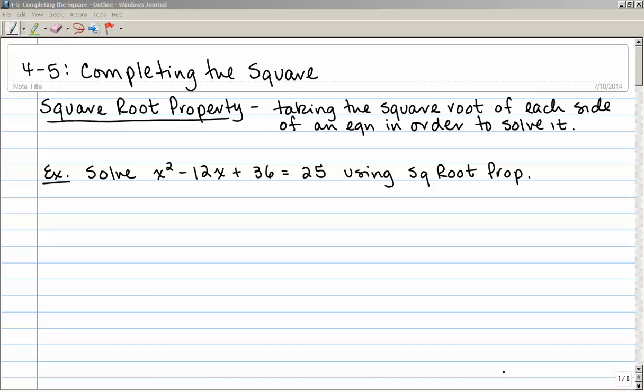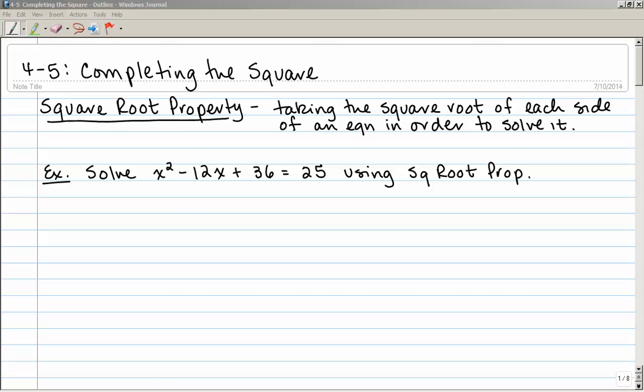Section 4.5 is on completing the square, and this is another technique that we're going to use to solve quadratic equations. But first we need to talk about the square root property. The square root property is taking the square root of each side of an equation in order to solve it. So let's take a look at our first example here.